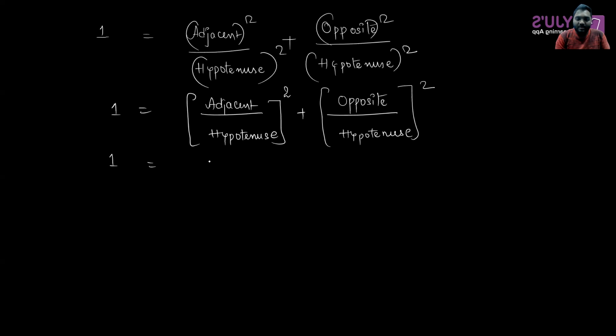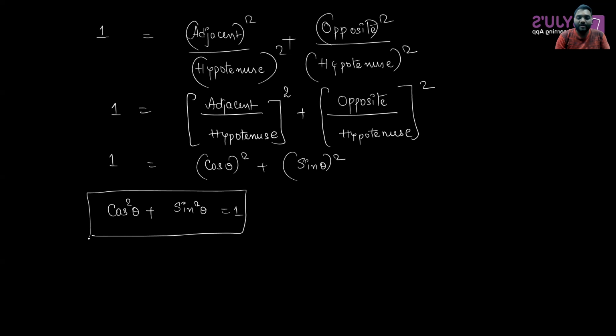It is cos theta, right? So cos theta whole square plus sin theta whole square. Therefore, when the entire Pythagoras theorem equation has been divided by hypotenuse square on both sides, we get cos square theta plus sine square theta equal to 1. So this is the first trigonometric identity that has been derived in this way.